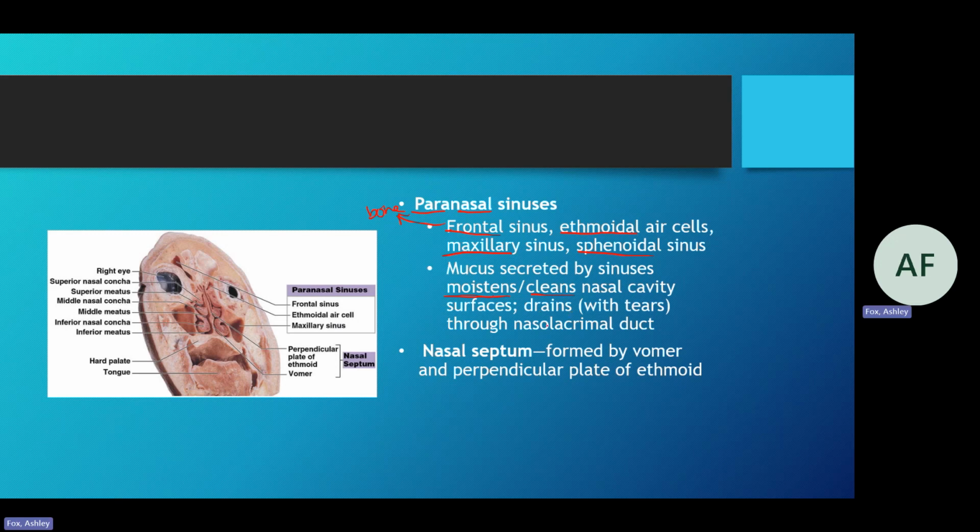The sinuses drain with tears through the nasal lacrimal duct, so that's going to be going through your nose. That's why congestion in your nose can get congested in your sinuses because they all are connected. The nasal septum is actually formed by the vomer and the ethmoid, just separating two nostrils. So you can just kind of see this separation, nasal septum between sides. So you have a left and a right.